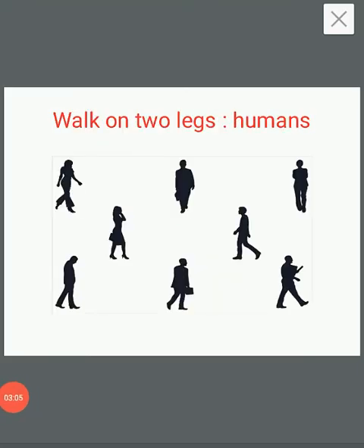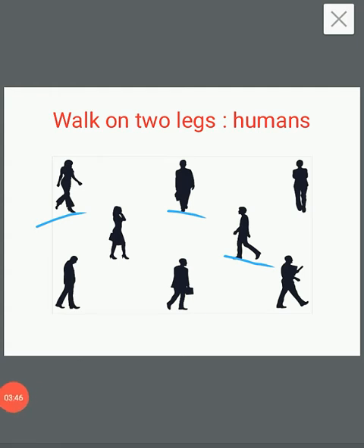Next one is us, we humans. We humans can stand upright and walk on two legs. Our arms are the forelimbs, and the arrangement of the thumb and other fingers helps humans to lift, hold, and grab things. And animals, unlike us, are not able to hold or lift or grab things properly like we human beings can. So this is the major difference between us humans and animals.